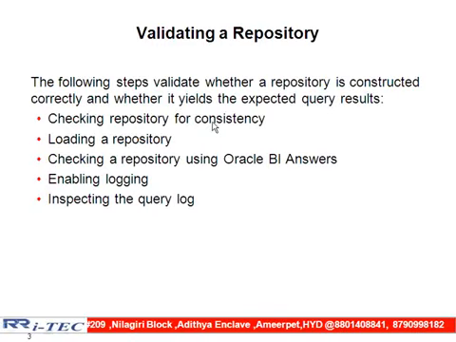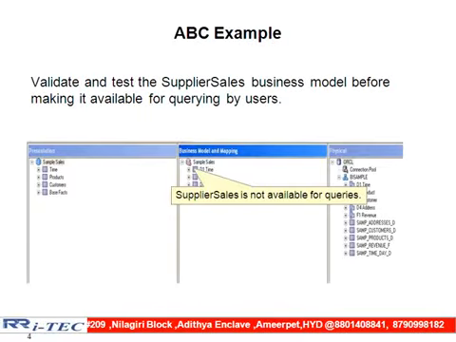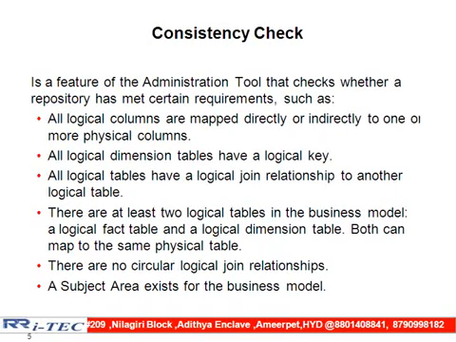So the first one is checking the repository for consistency. That means we need to confirm whether our RPD is correct or wrong. That can be confirmed by performing a check called check global consistency, which we are going to understand. Validate and test the supplier sales business model before making it available for querying by users. From where will users be querying, sir? From the reporting end. So before loading this, we need to perform the consistency check.